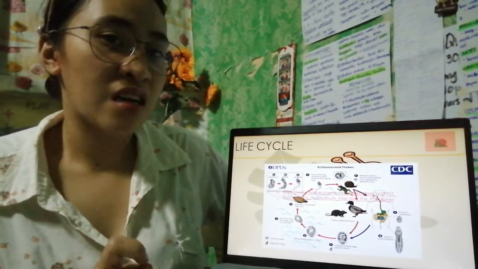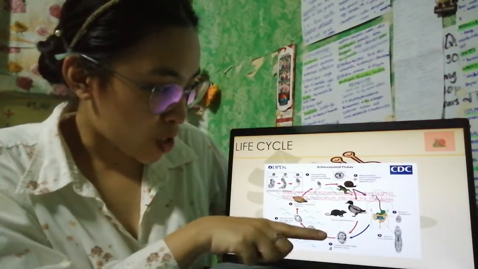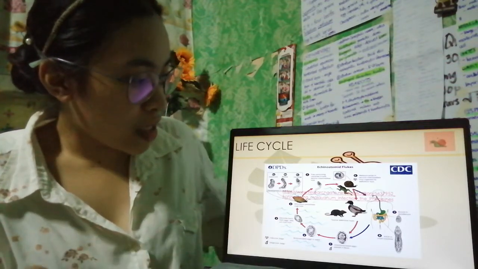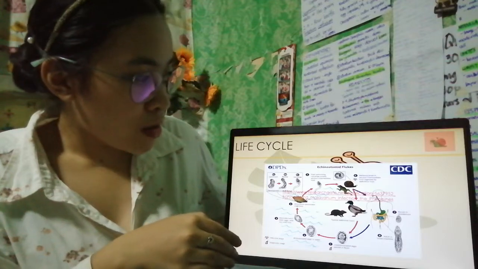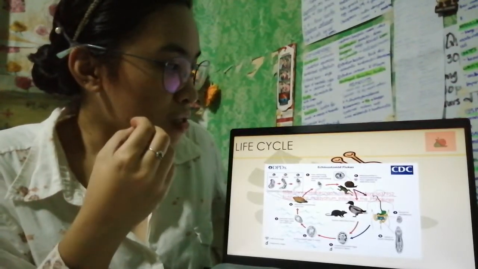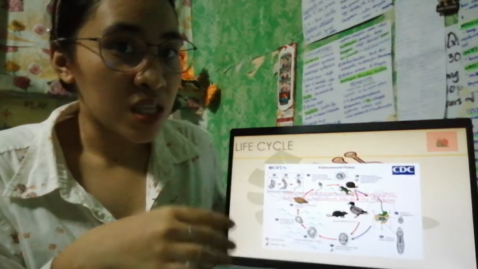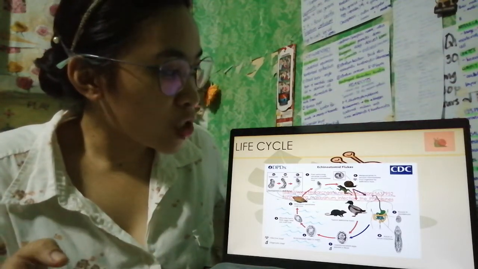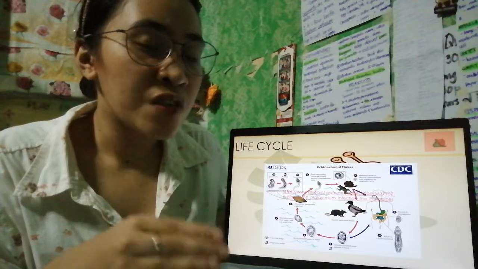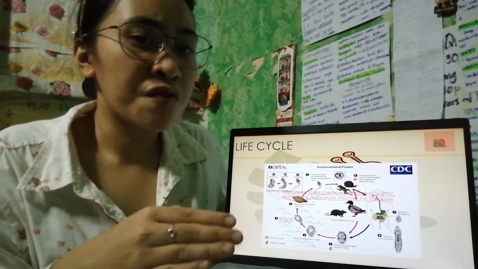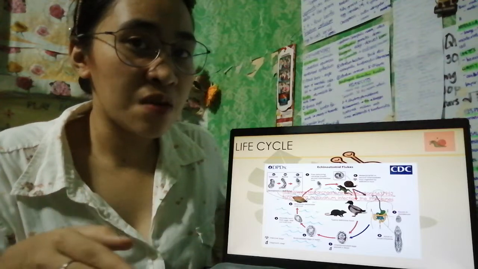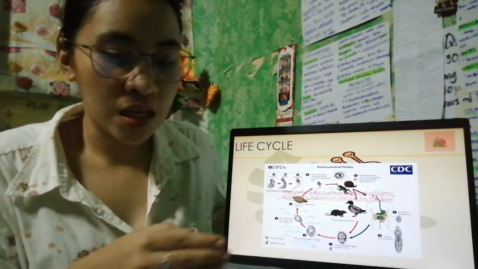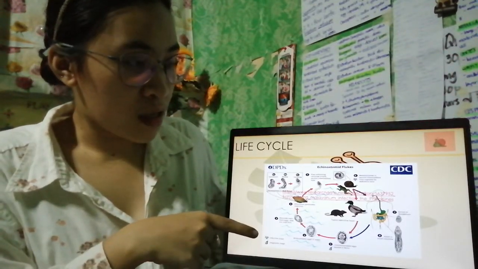So that is the life cycle of Echinostoma malayanum. The embryonated egg releases the miracidia, which becomes cercariae. After the cercariae, they encyst as metacercariae. They look for a second intermediate host to penetrate, and the definitive host becomes infected after eating metacercariae from the infected second intermediate host.